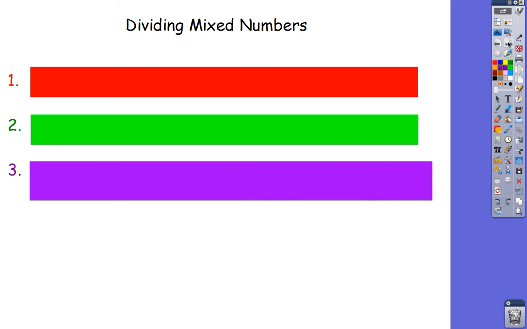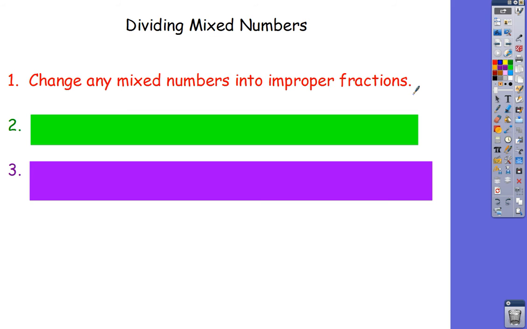Okay, so as I talk about the steps for dividing mixed numbers, I do want you to please write these 3 steps in your notes section. If you need to pause the video as we're going through it, please do. Okay, step 1. The first thing you need to do is change any mixed number into an improper fraction. So down here on the bottom of the screen, I am going to model that for you.